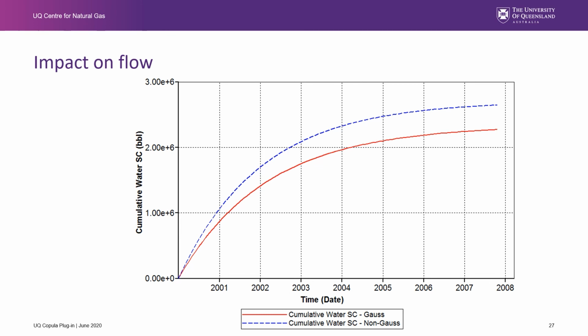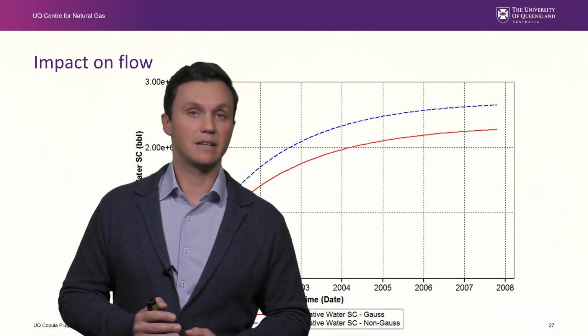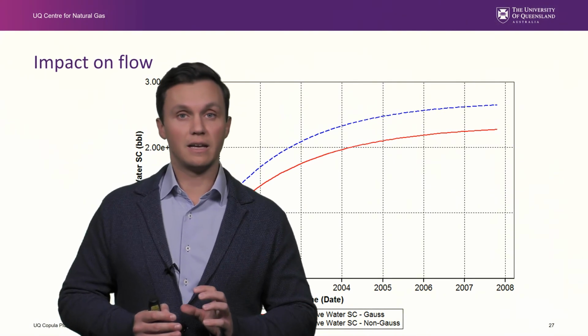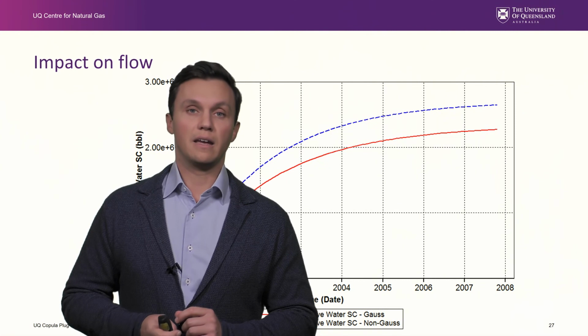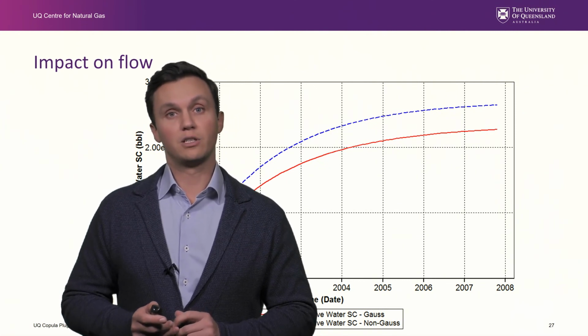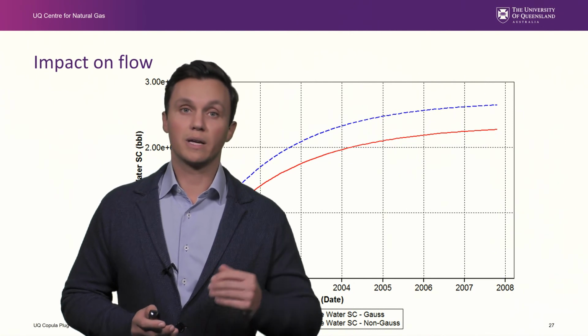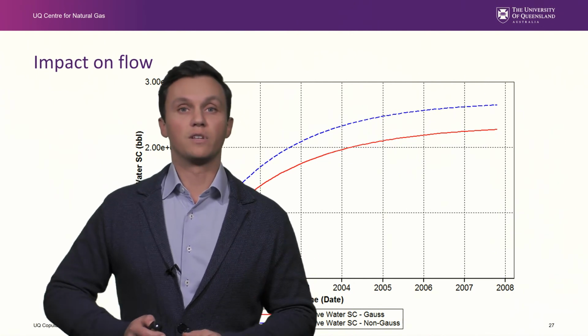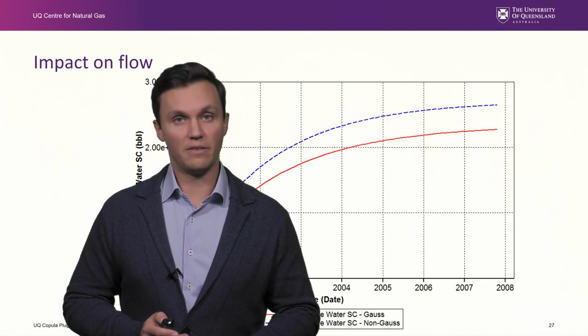If we repeat this procedure for different random realizations that all share the same variogram and the same marginal distribution, we can see that there's constantly a significant difference in the water production, indicating that if you get the spatial model wrong, you might also get the behavior of the dependent variable, in this case flow behavior, wrong.